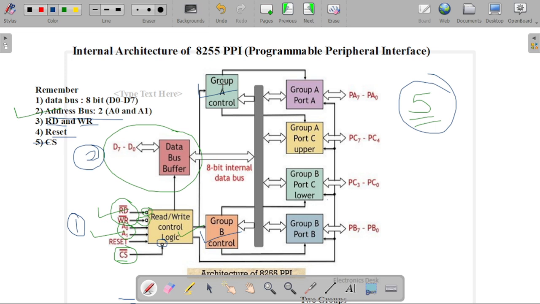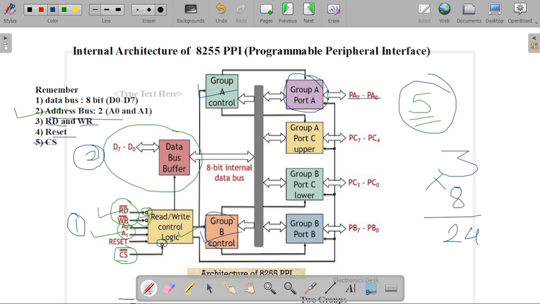This group A consists of port A, and port A consists of a total of 8 pins. In our 8255 architecture, there are 3 ports: port A, port B and port C. Each and every port has a total of 8 pins, so 8 into 3, a total of 24 pins are available. Now you can consider that group A consists of our port A, from PA0 to PA7.